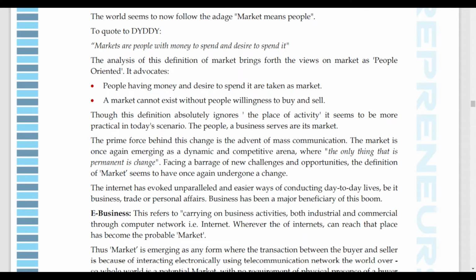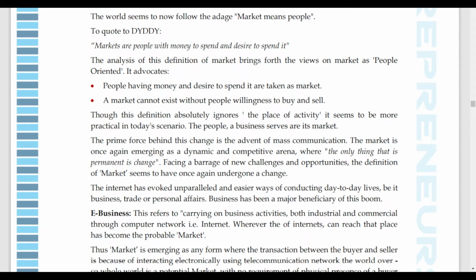The analysis of this definition of market brings forth the view of market as people-oriented. It advocates that people having money and the desire to spend it are taken as market. A market cannot exist without people's willingness to buy and sell. Though this definition absolutely ignores the place of activity, it seems to be more practical in today's scenario. The people a business serves are its market. The prime force behind this change is the advent of mass communication.